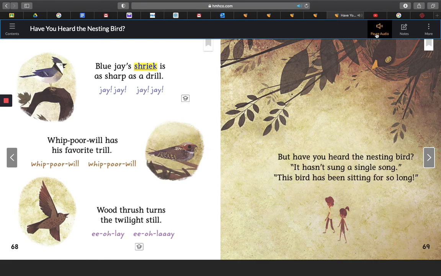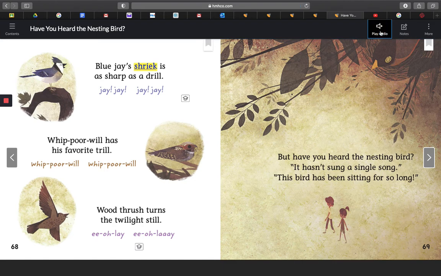Blue Jay's shriek is as sharp as a drill. Whippoorwill has his favorite trill. Wood thrush turns the twilight still. But have you heard the nesting bird?